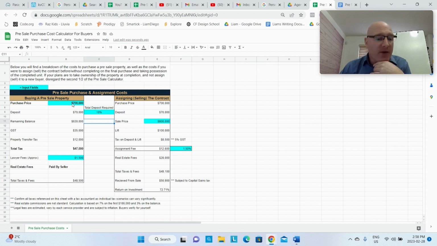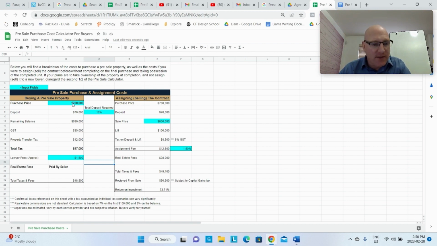So anyway, you enter the purchase price. We'll say 700,000 for this one. Total deposit required, 10%. It might be 15. It's going to vary by the developer. And then lawyer fees. I put in 1,500, but again, this is something that you would verify. But in my region, that's a reasonable estimate.